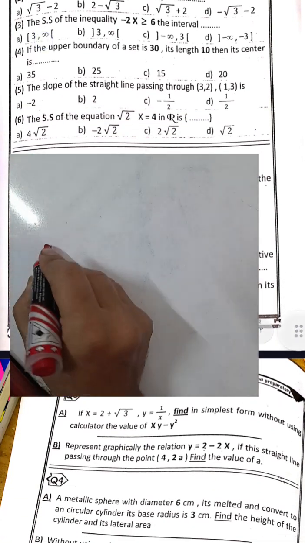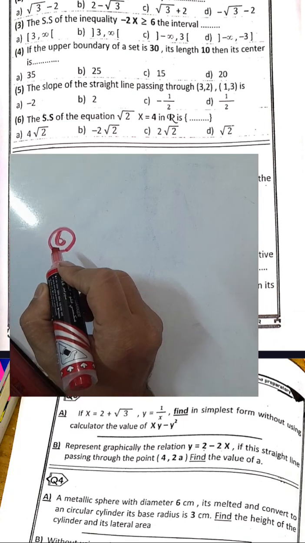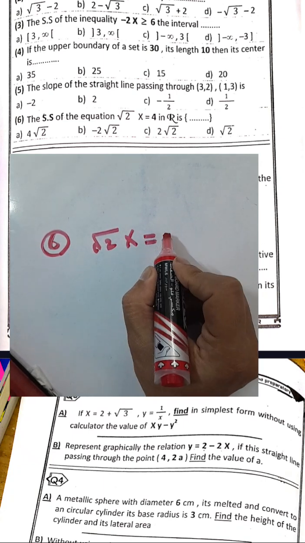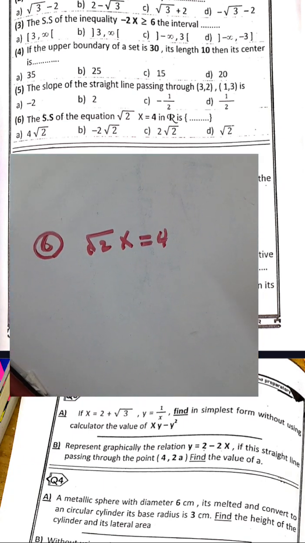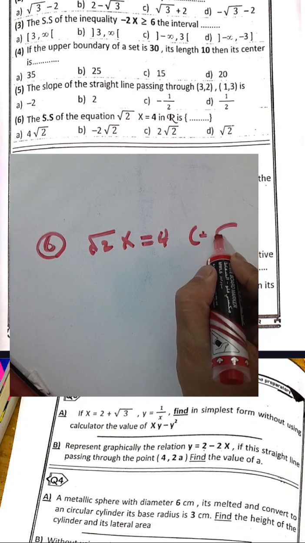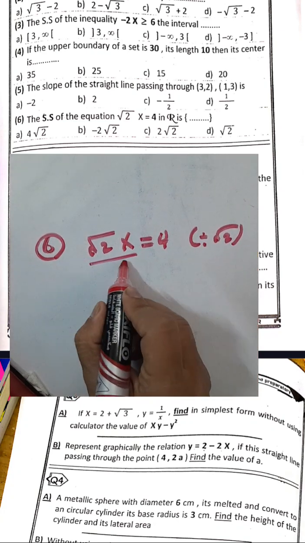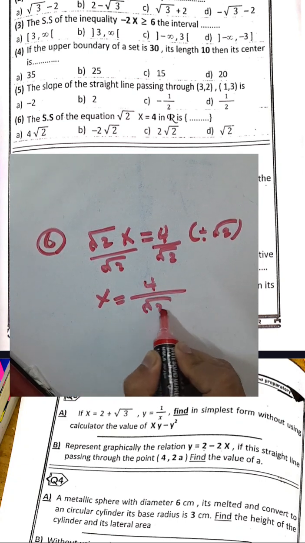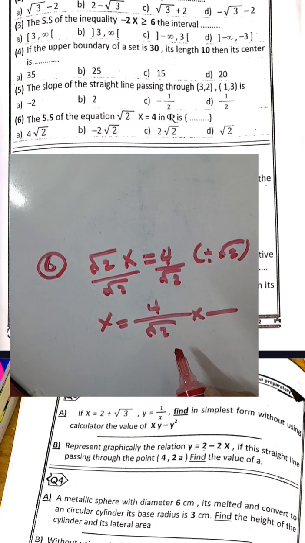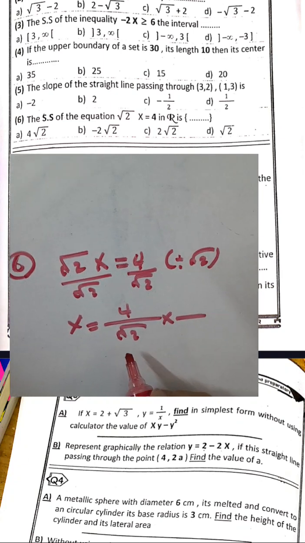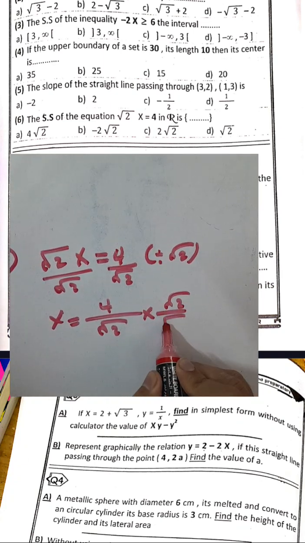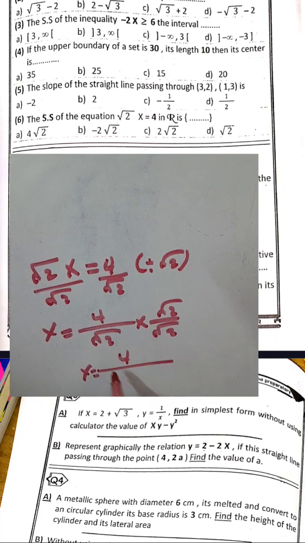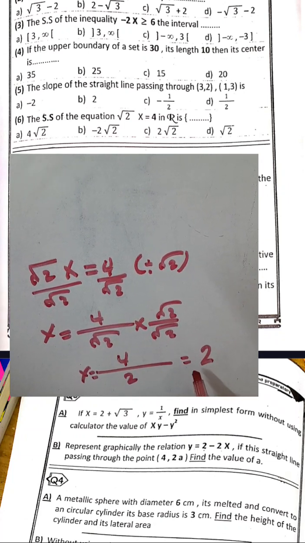Question 6. The solution set of the equation square root of 2 times x equals 4 in R. We can divide by root 2 here to cancel root 2. Then x equals 4 over root 2. We can cancel root 2 in the denominator by multiplying numerator and denominator by root 2 here, and write 4 root 2. Root 2 times root 2 equals 2. Then the result will be 2.